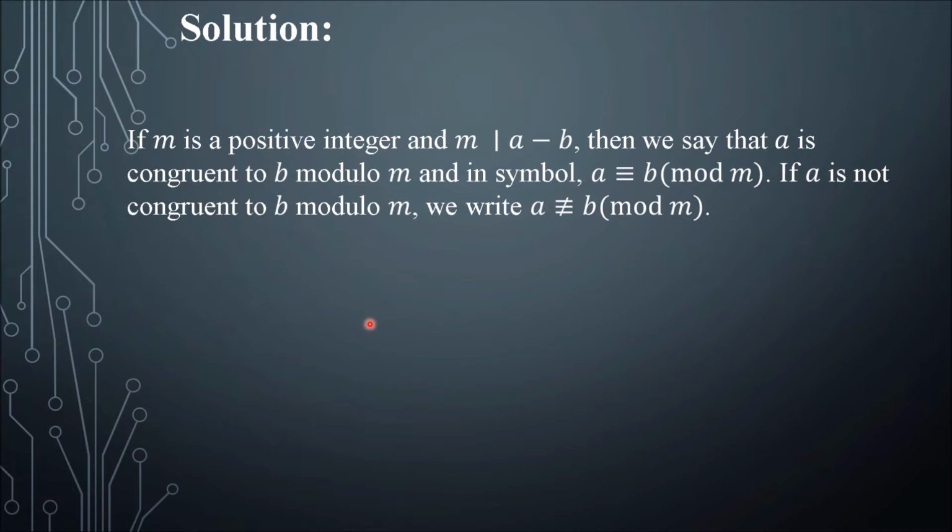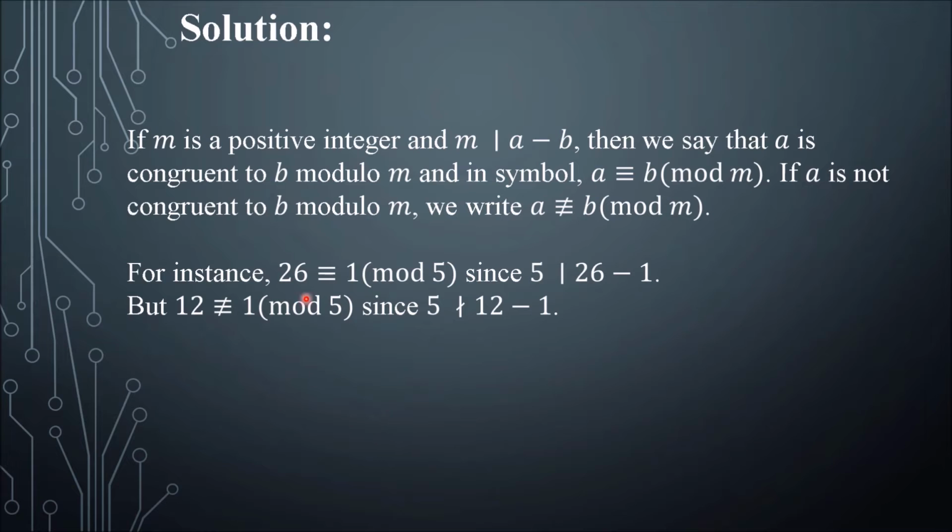If m is a positive integer and m divides a minus b, then we say that a is congruent to b, modulo m. And in symbol, a is congruent to b, modulo m. If a is not congruent to b, modulo m, we write this symbol.